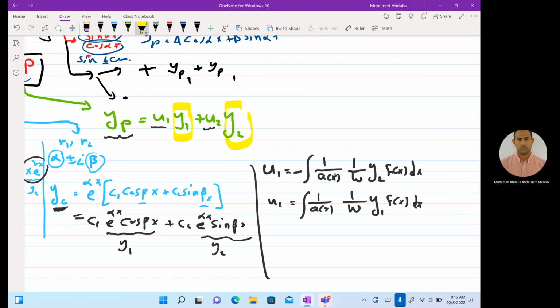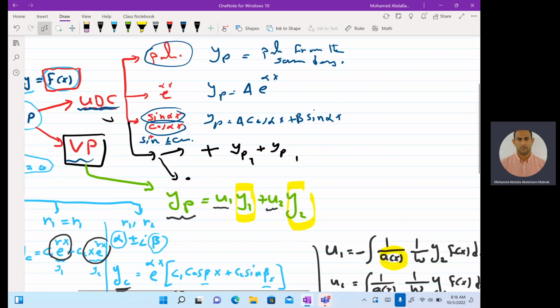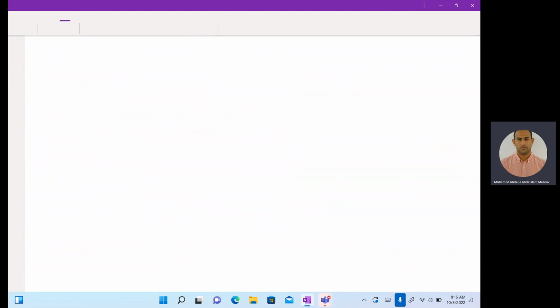How is that? The a of x is whatever is multiplied with y double dash, so this part here. It's just a, because a of x is just a in this case. But this works for all second order differential equations, either constant coefficient or variable coefficient, so we should just write it as a of x. We know what a of x is in this case. W, I'm going to write it soon. Y2 is coming from the yc.